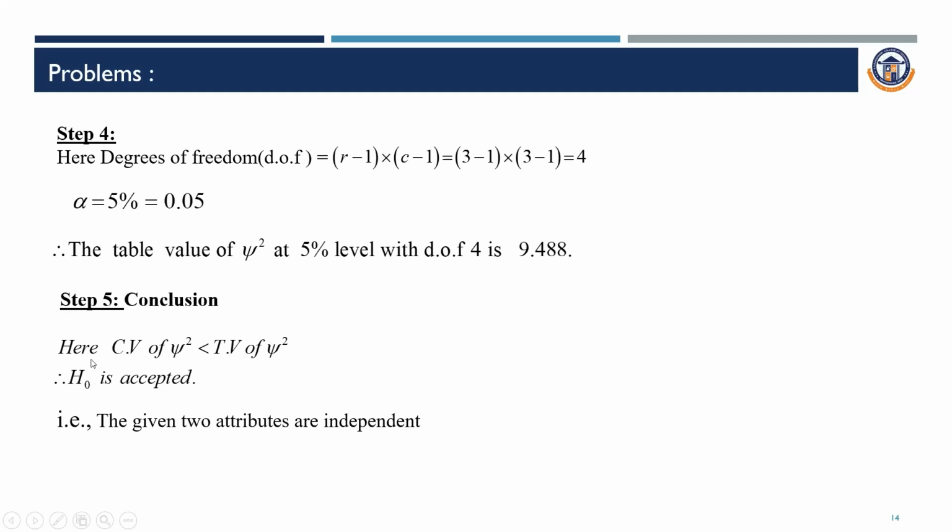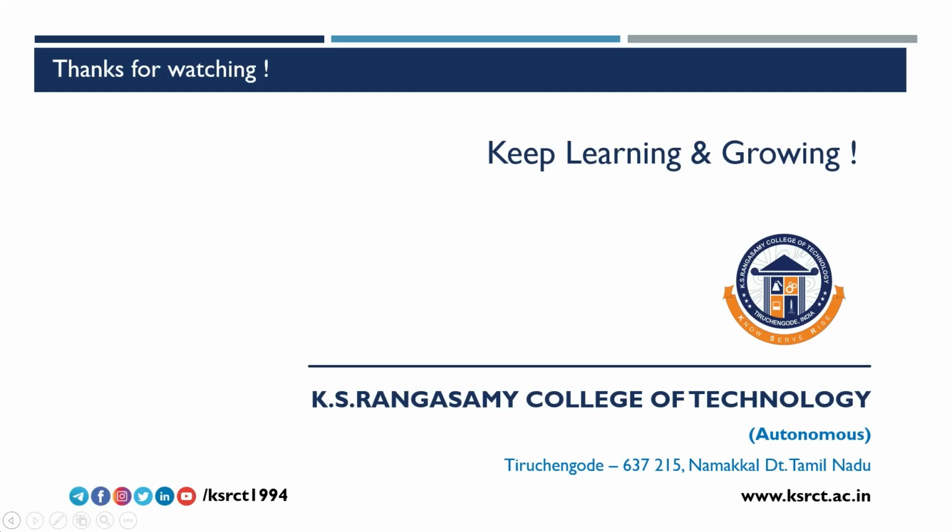Here also the calculated value of chi-square is less than the table value of chi-square. So H0 is accepted. Suppose the calculated value is greater than the table value, then the conclusion is H0 is rejected. But here it is less, so H0 is accepted. That is, the given two attributes are independent. Hope everyone understood. Thank you.